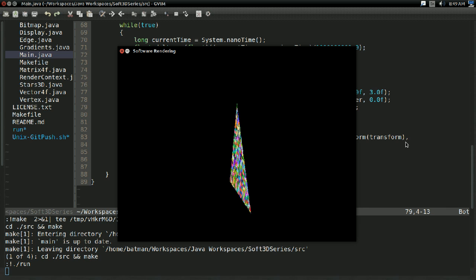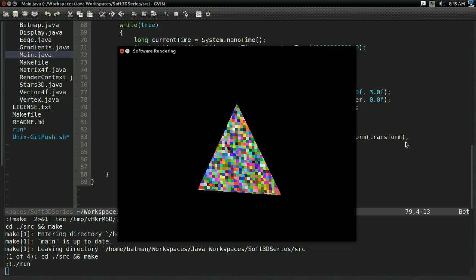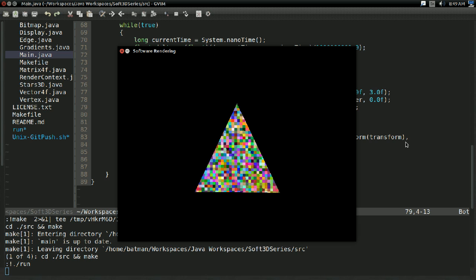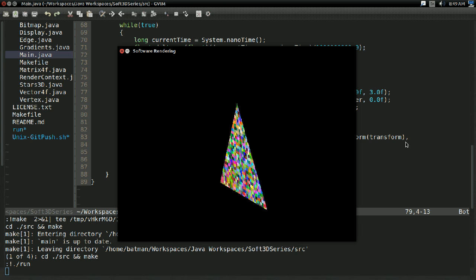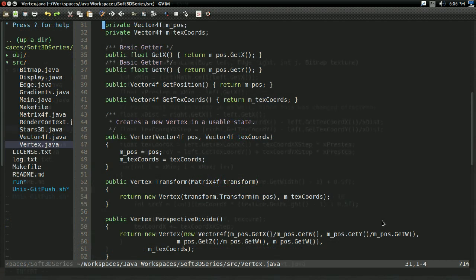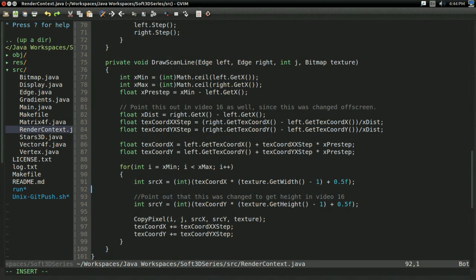First off, we're going to talk a little bit about some other issues with the texture mapper, and we're going to address those. Then we're going to walk through some of the theory as to why that warping is happening and how to address it. And then finally, we're going to fix it by implementing true perspective-correct texture mapping. So with that, let's go ahead and get started.